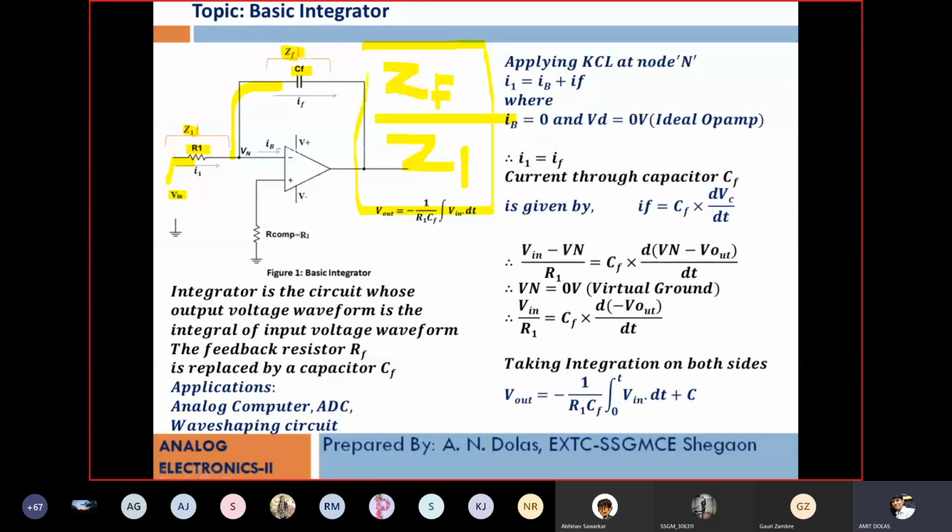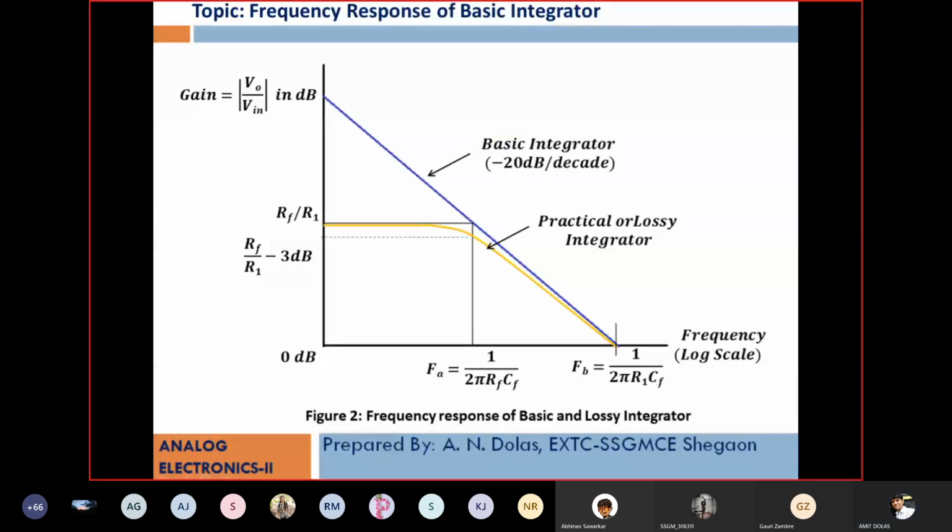So will the gain remain stable? No, it is frequency dependent. If frequency is less, gain is more. If frequency is more, gain is less. Accordingly, the frequency response of the integrator is shown in this color. This shows the frequency response of the basic integrator.